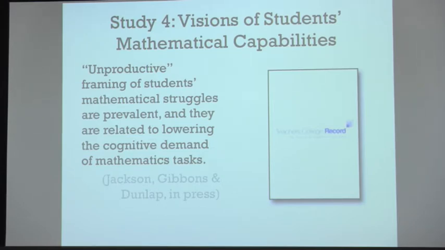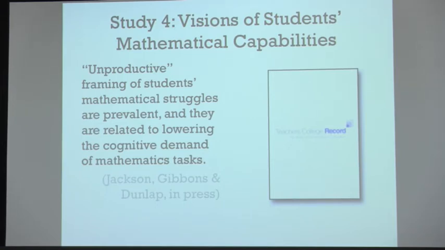And one of the ways that Kara Jackson, who's at University of Washington, and some of her graduate students developed to capture this idea of framing was this idea of visions of students' mathematical capabilities. How do teachers envision what students are able to do mathematically? And what they found in their analysis was that unproductive framings of students' mathematical struggles are very prevalent, and they are related to teachers' decisions to lower the cognitive demand of tasks.